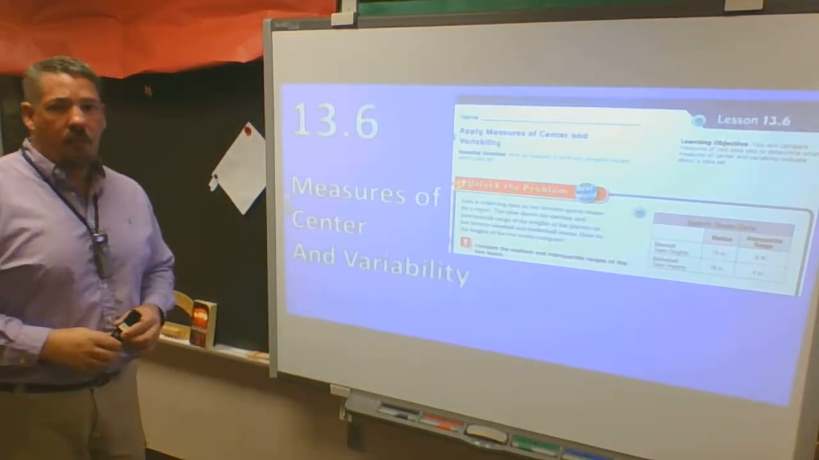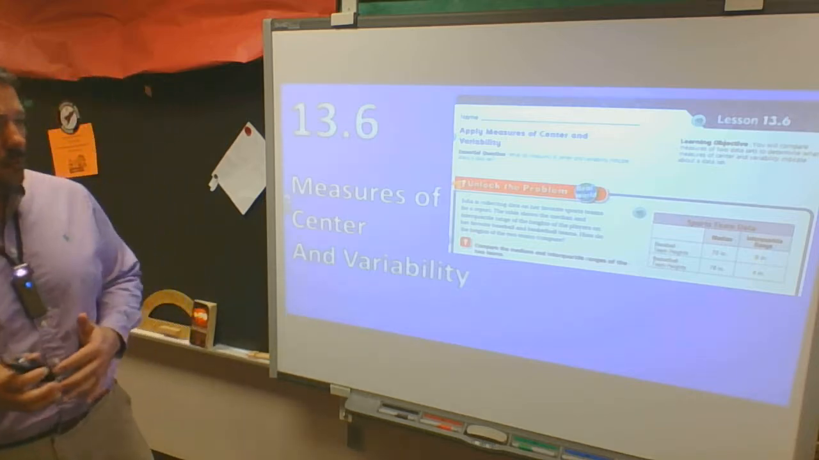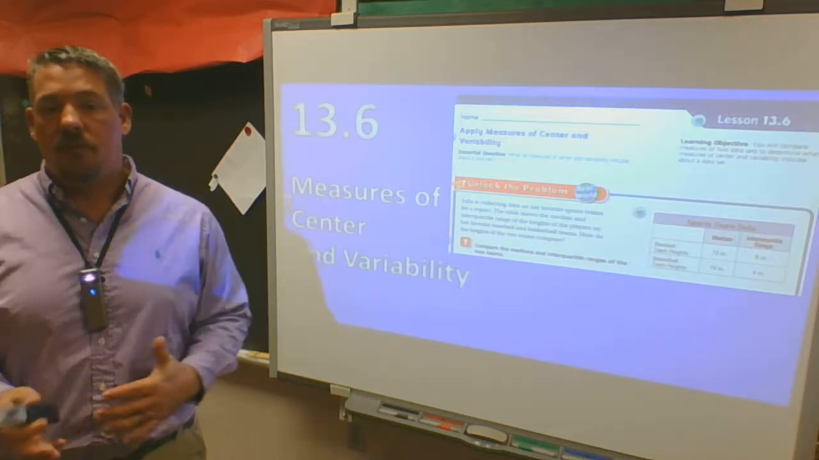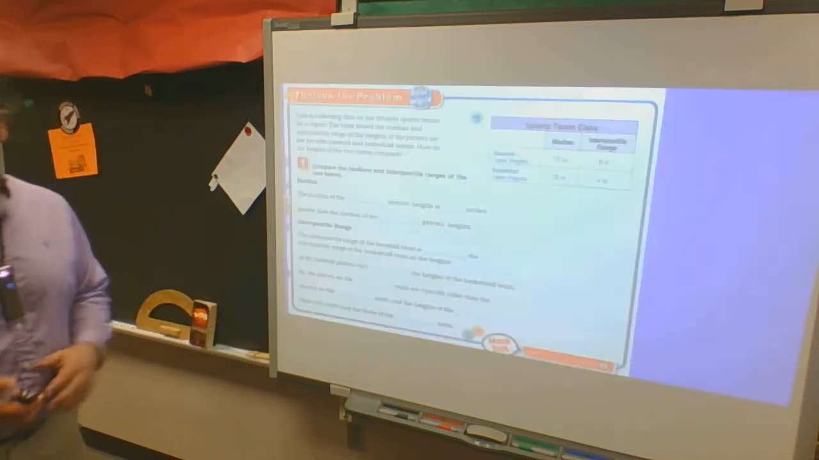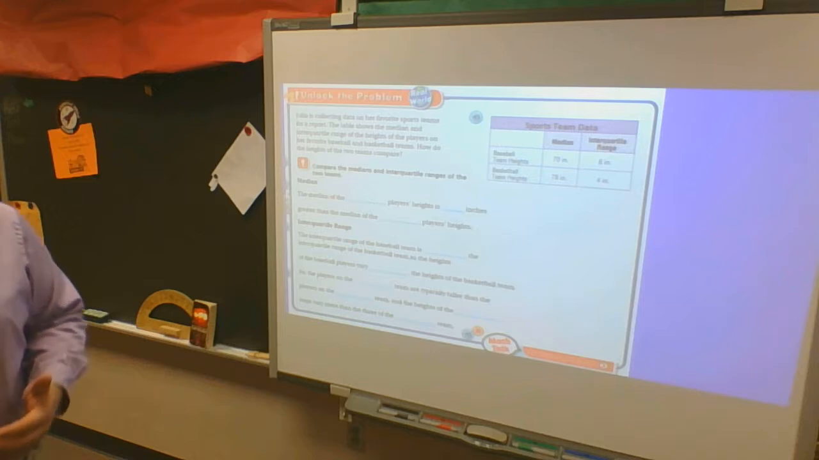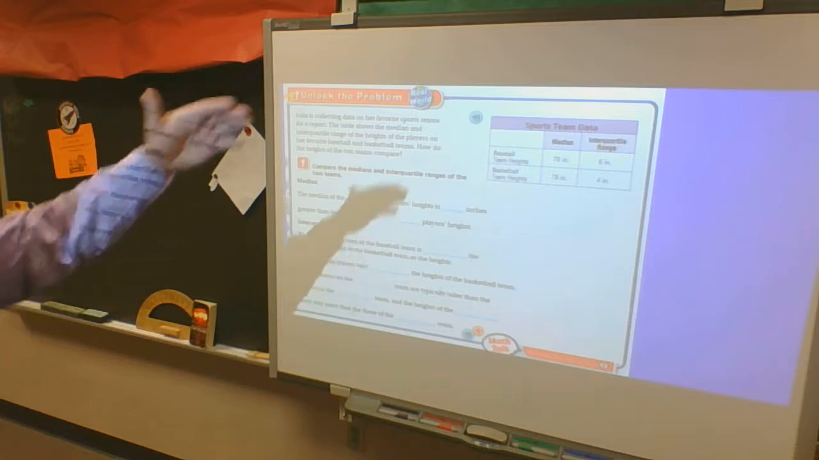All right, so getting into chapter 13, lesson 6, measures of center and variability. So we're going to be looking at different graphs and different charts and points of information and just comparing the two that we go through. For example, we have Julia here. Julia is doing a report on different sports teams, specifically with baseball.